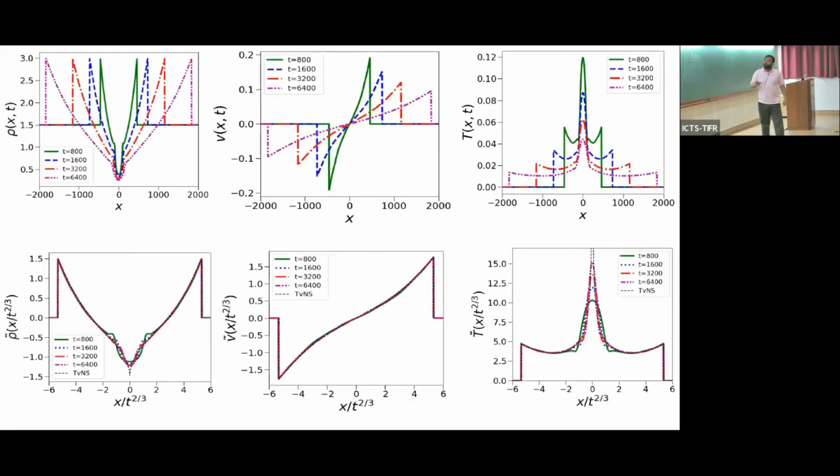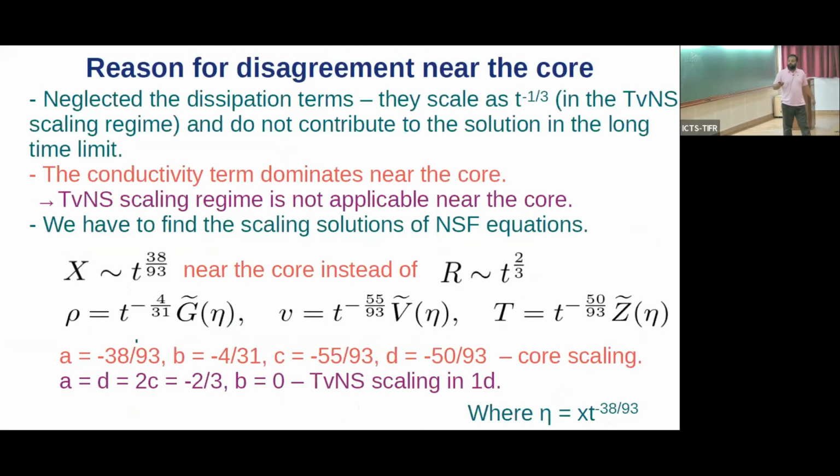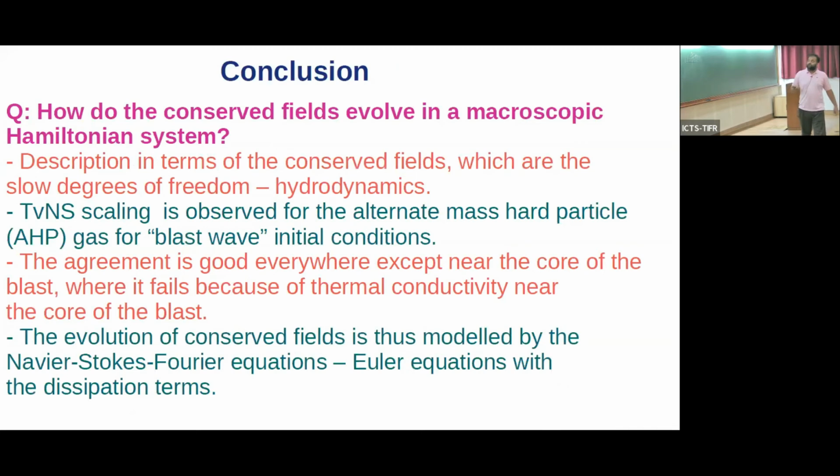So I'd like to conclude the talk by talking about what we have done. The basic question that we try to address is how conserved fields evolve in a macroscopic Hamiltonian system. For that, we describe it in terms of conserved fields, which are the slow degrees of freedom. Instead of describing each and every particle, you only talk about the slowly varying fields. That's why we enter the realm of hydrodynamics, and in hydrodynamics, we talk about Euler equations. In these Euler equations, we have a TVNS scaling solution for blast wave initial conditions.